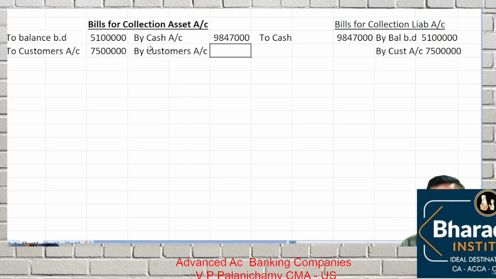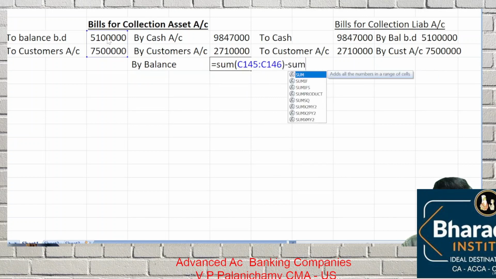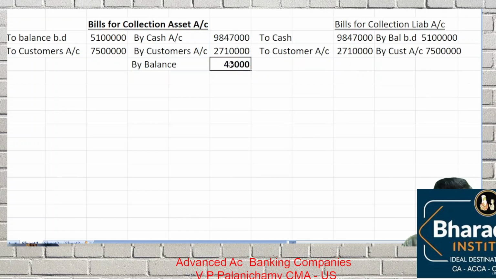For the bills dishonored by customer's account, because I need not collect, because I'm just an agent, so to that extent, I need not pay them. The account is closed. To customer's account, 27 lakh 10,000 for the bill dishonored. By balance carried down, I'm yet to collect that closing balance. That is an asset. On collection, I will pay to my customers. It becomes a liability also.